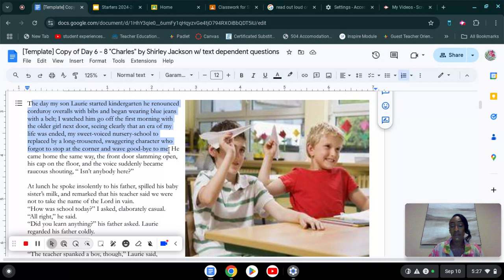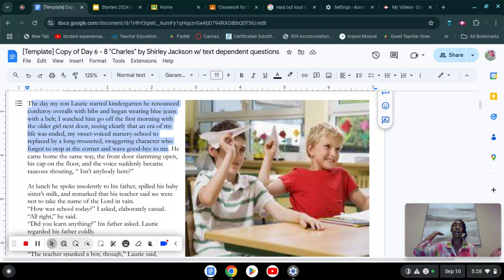So what's happening so far is there's a mom. She's watching her baby boy go from preschool to kindergarten. He no longer wants to wear his corduroy overall and his bib. So when it means renounce, that means he's like, no, mom, I'm never wearing that again. I'm a big boy now. I'm wearing jeans and my belt. So that's what it means to renounce.